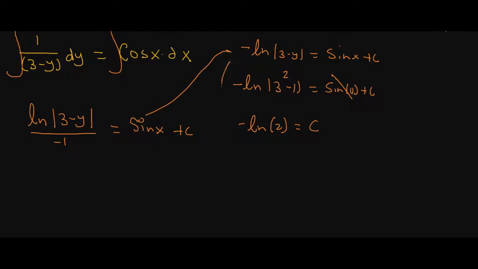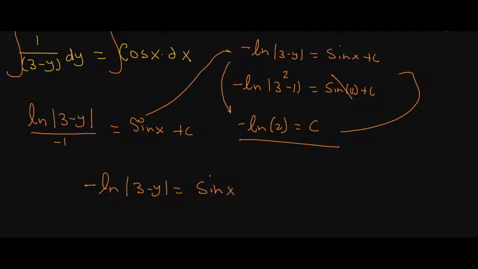All right, now let's go ahead and plug it back into my function. So we went from here to here. Now that we got our c value, let's plug it back in and solve. We get negative ln absolute value of 3 minus y is equal to sine of x minus ln of 2.